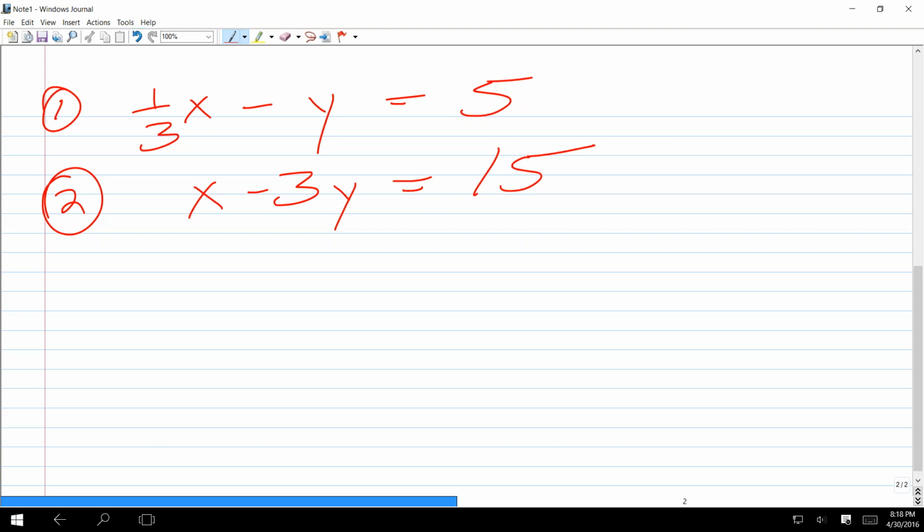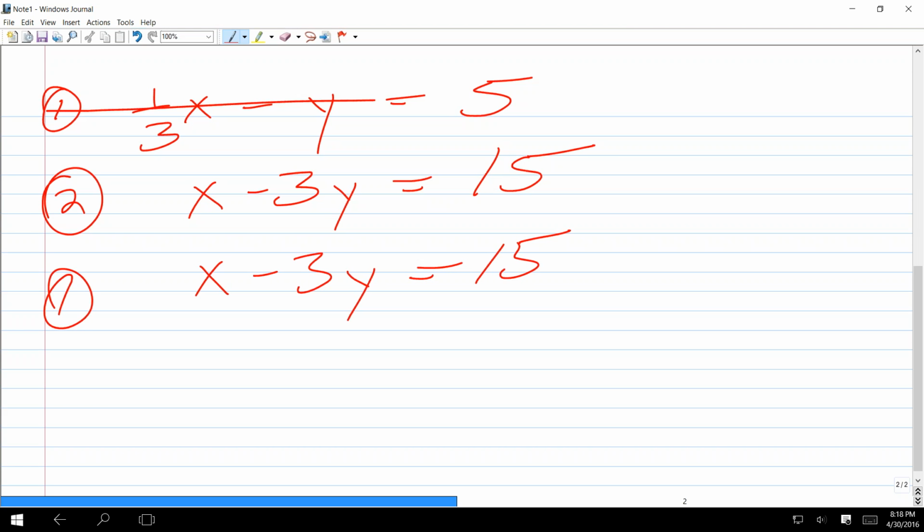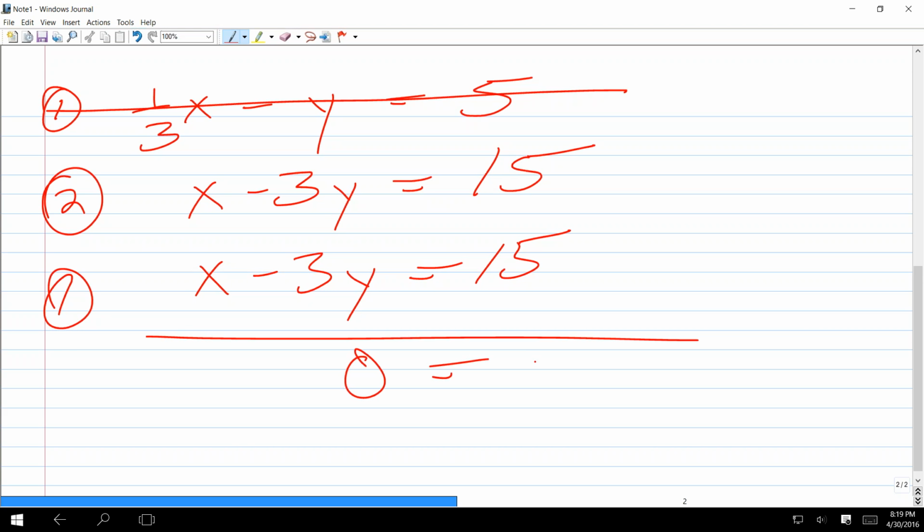If I tried to solve this the way that I solved the other one, let's multiply the first equation by 3. Well, what does that give me? That gives me x minus 3y equals 15. That's my new equation 1 when I multiply both sides by 3. Well, now I just have two equations that are the same thing. If I subtract one from the other, I get 0 equals 0. I don't have a way of solving for x and y. And so I have what is called an infinite number of solutions.